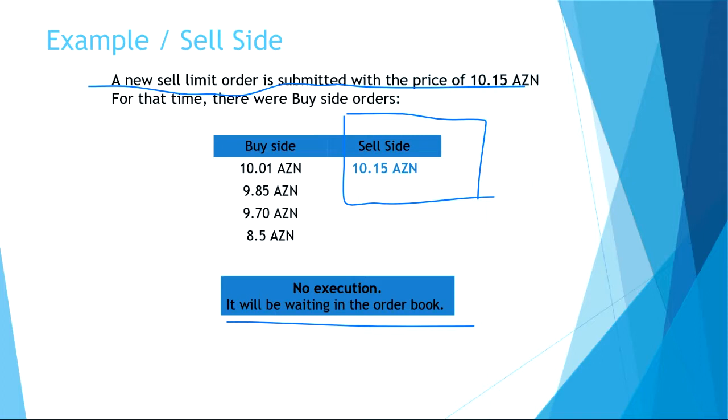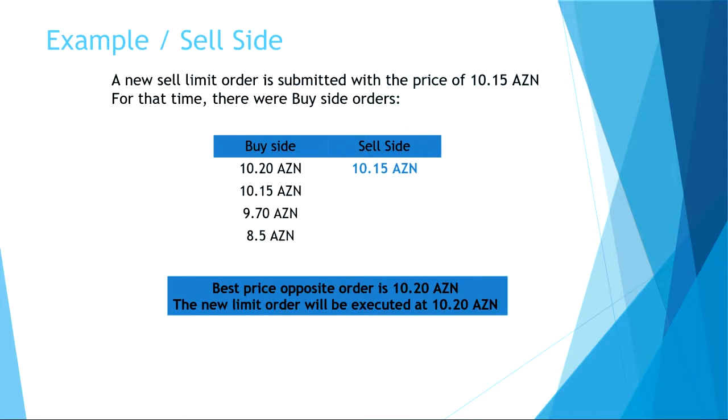Okay, good. Let's check another sell side example together. Again, assume that this 10.15 is not in the market. But this time in the market, we have 10.20, 10.15, 9.70, and 8.5. These are already in the market, already in the order book. These are the limit orders.